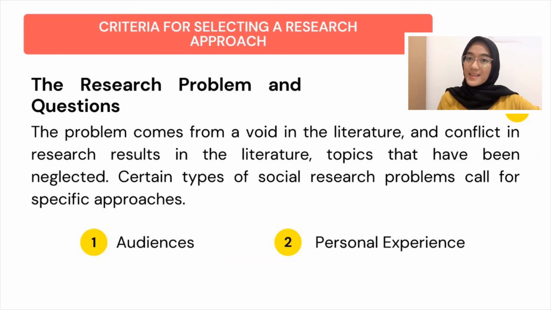Criteria for selecting a research approach. The research problem and questions.